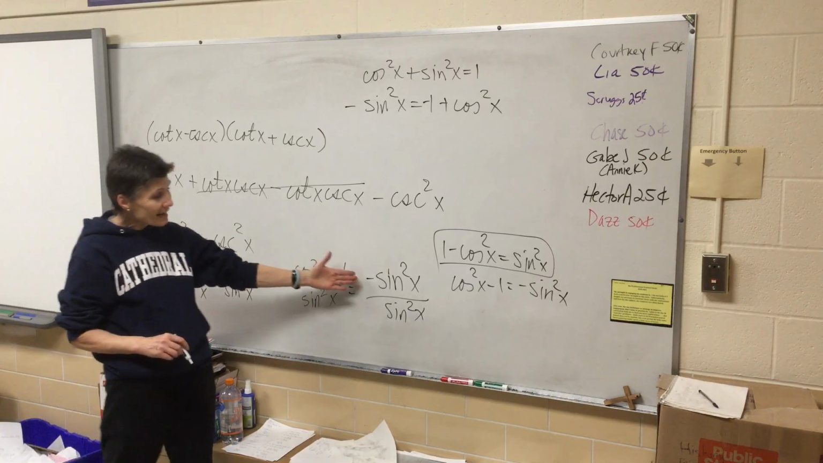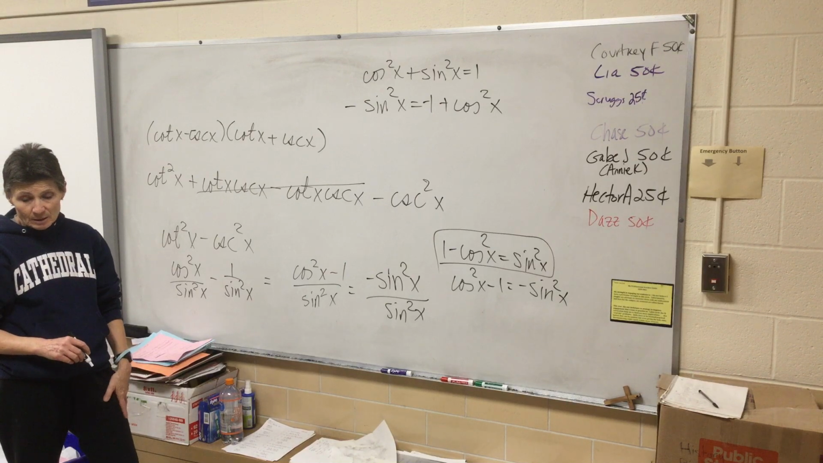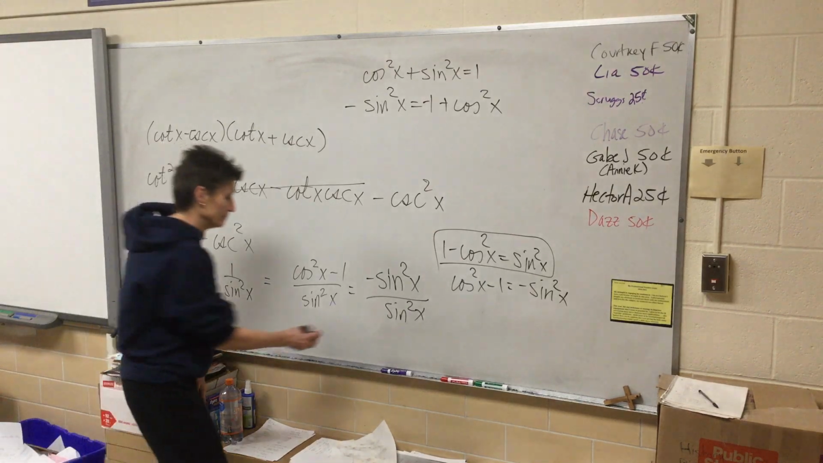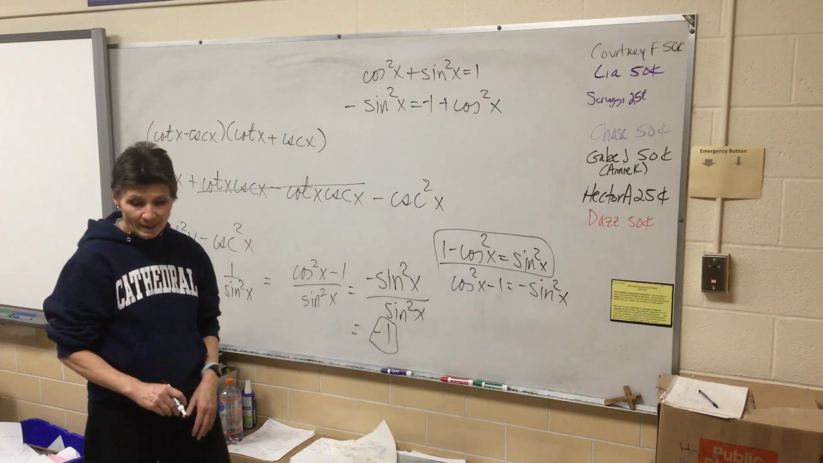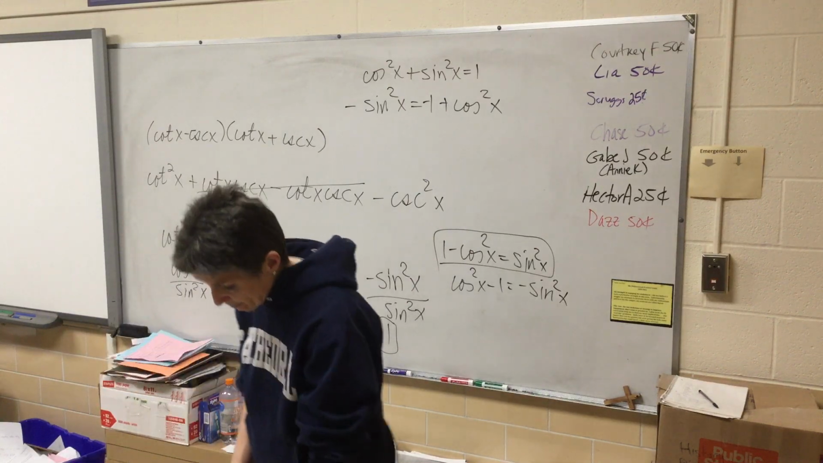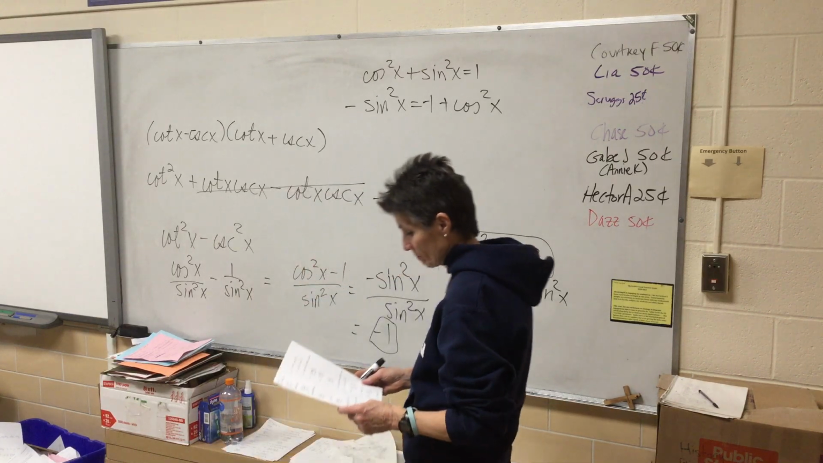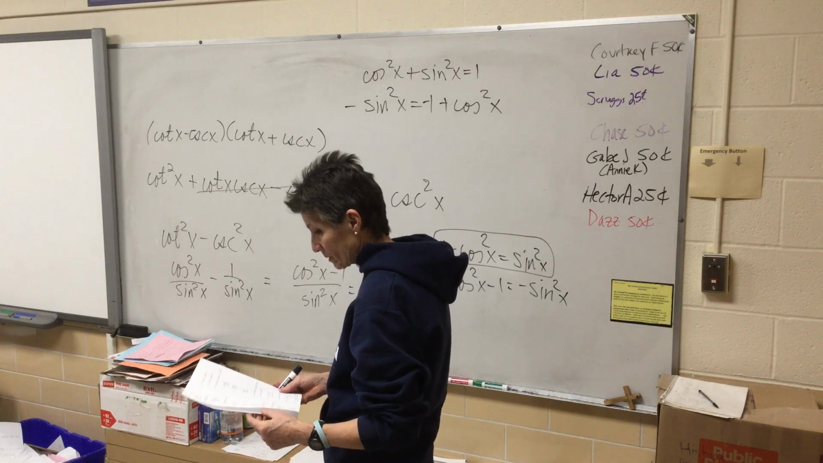Well, now I have negative sine squared over sine squared. So that's just going to be -1. Exactly. So that one simplifies all the way down to -1. Okay?